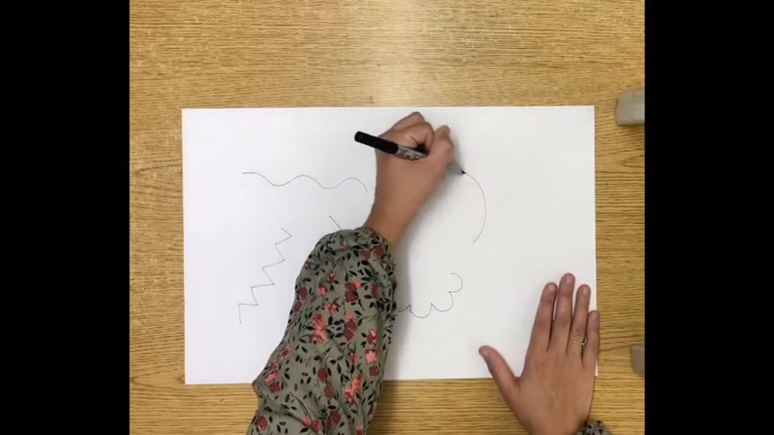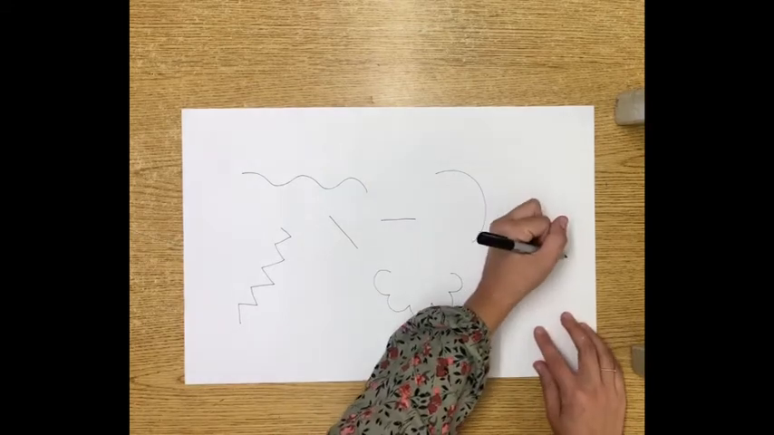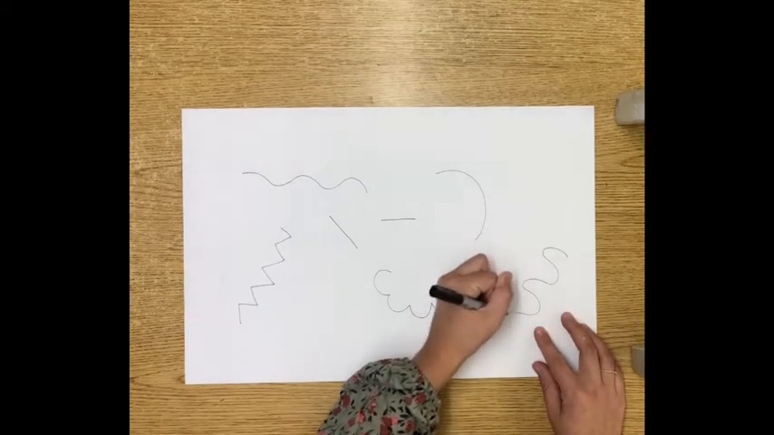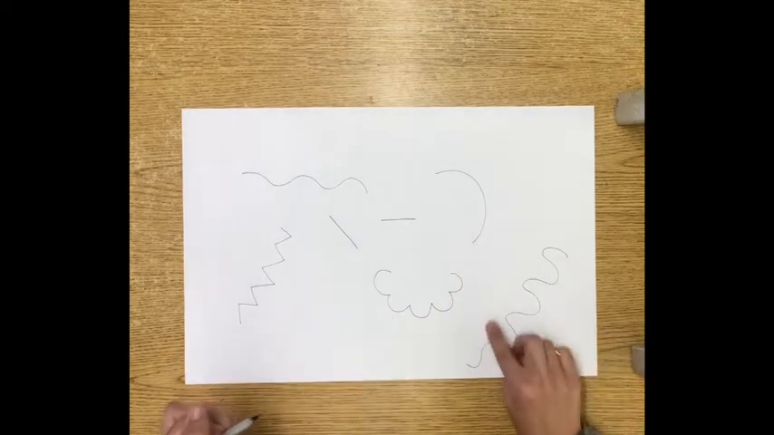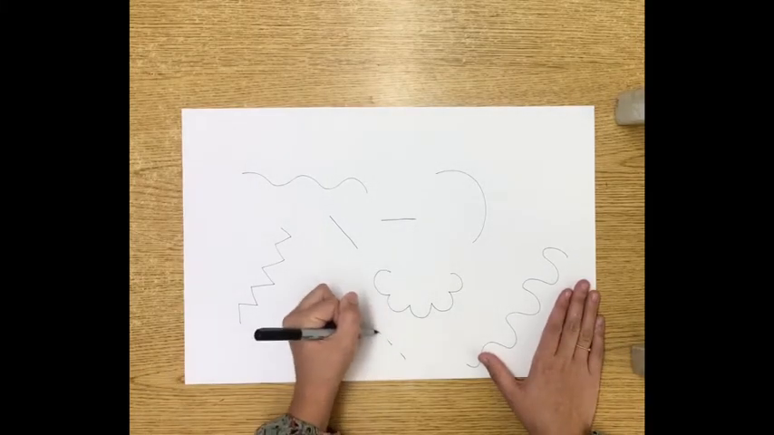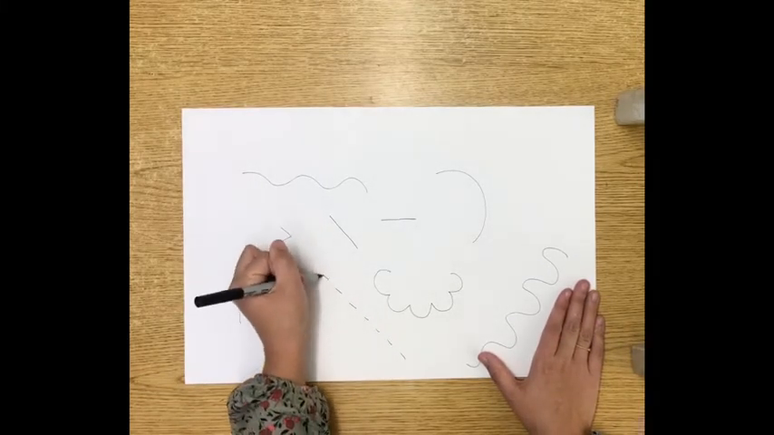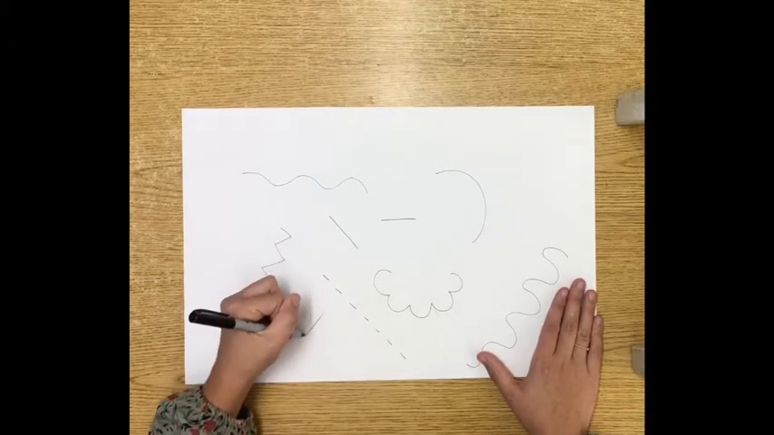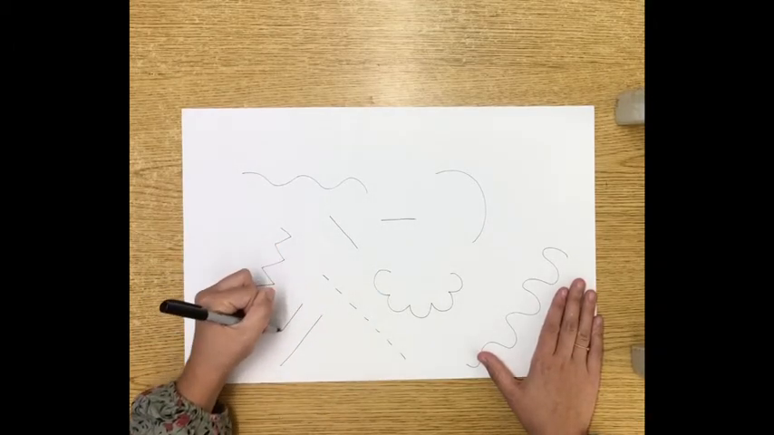We can do a curved line. This would be a really wavy line, almost like a snake. That's what reminds me of a snake. You can have a dotted line. You can have a thin line or a thick one.